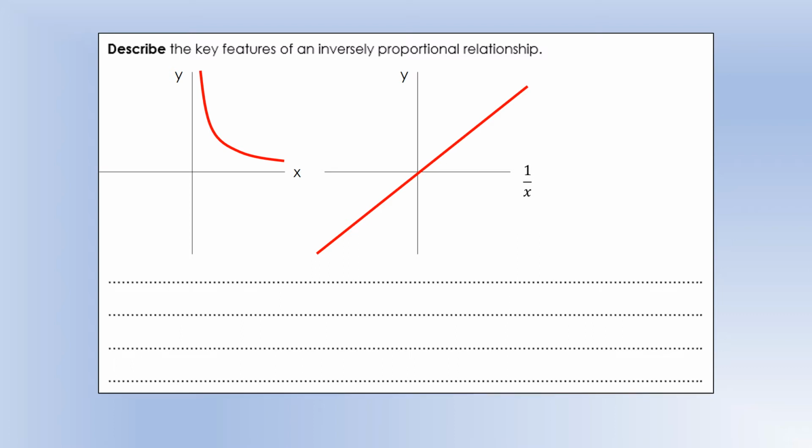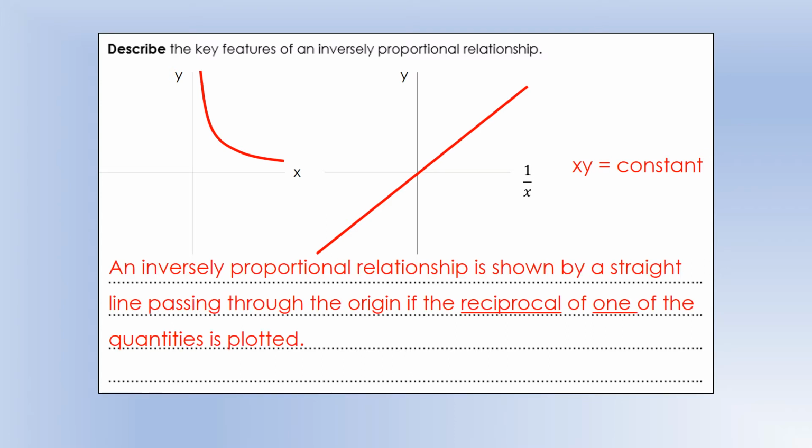Both of these graphs show an inversely proportional relationship. So the mathematical way of expressing it is the x-coordinate times the y-coordinate of any point on the first graph is equal to a constant. The best way to identify an inversely proportional relationship is to plot the reciprocal of one of the quantities, like 1 over x on the x-axis, but we can also show x times y as constant there.